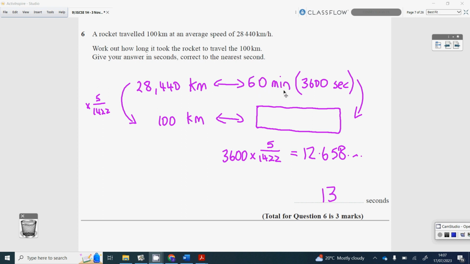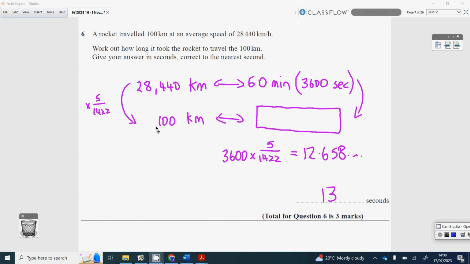Now, because we've got to give our answer in seconds, I'm going to straight away convert to seconds. Now, there are 60 seconds in a minute, so 60 minutes is going to be 60 times 60, which is 3,600 seconds. So we go 28,440 kilometers in 3,600 seconds. So how many seconds would it take us to go 100 kilometers?